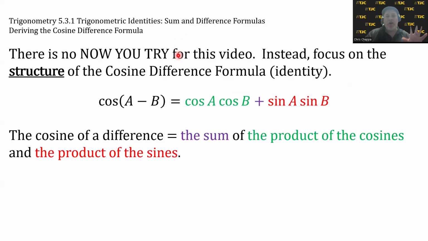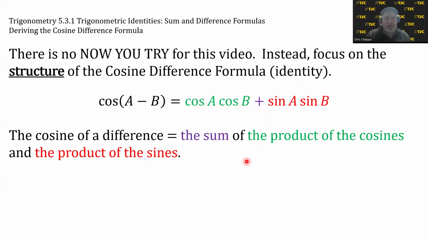Now, there is no "now you try" for this video because we're developing the formulas. So instead, I want you to focus on the structure of the cosine difference formula, which is technically an identity. Cosine of A minus B equals cosine of A cosine of B plus sine of A sine of B. The cosine of a difference is the sum of the product of the cosines and the product of the sines. I want to leave you with a device for remembering this.